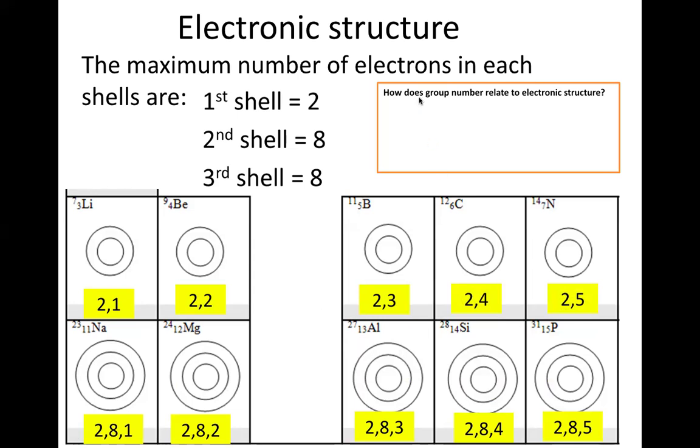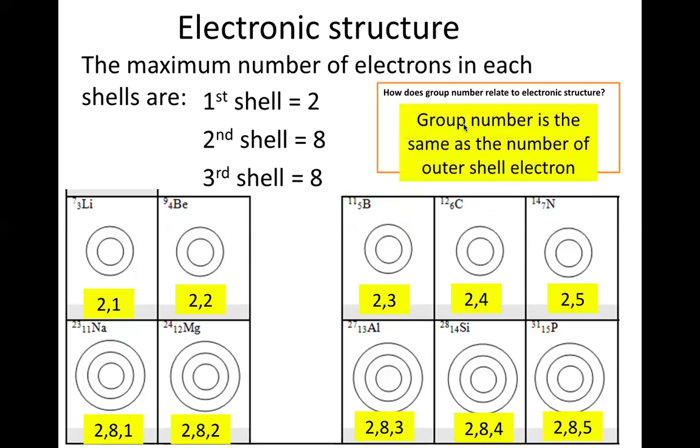Now, the other thing to remember is the group number. The groups, remember, in the periodic table are the columns going downwards. How does that relate to electronic structure? Well, if something is in group 1, it tends to have 1 electron in its outer shell. If something is in group 2, it tends to have 2 electrons in its outer shell, and the same for group 3, 4, etc. And so the group number is the same as the number of outer shell electrons.